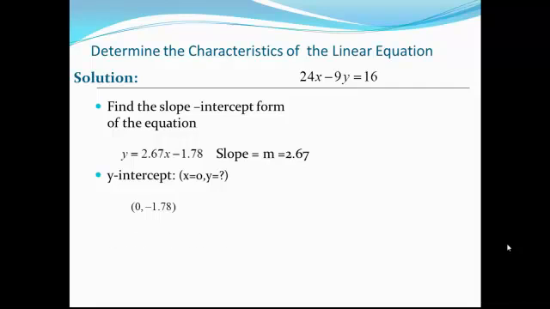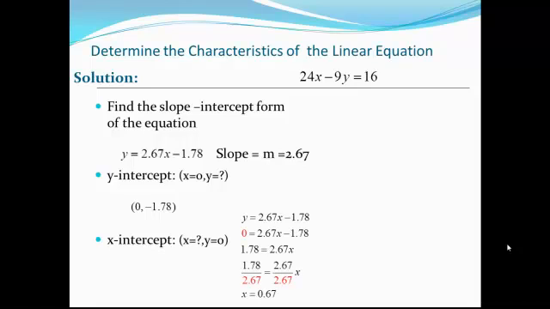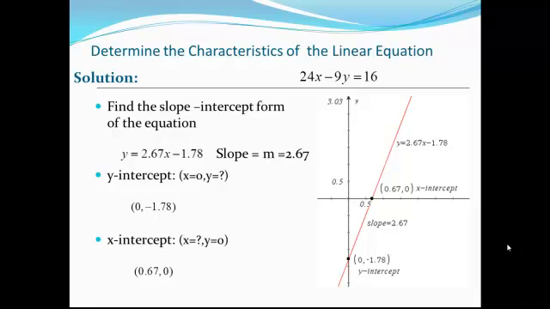And now for the x-intercept, a little bit of algebra again. We calculate x when y is 0. Subbing in our 0 for the y and doing some algebra, we can see that x comes out to be 0.67. So the x-intercept is the point (0.67, 0). And if we put everything together on the graph, you can see our straight line with its slope and intercept form. You can see the x-intercept and the y-intercept.